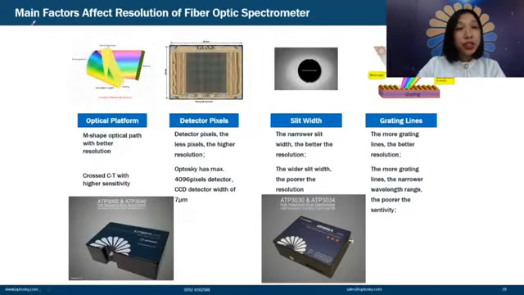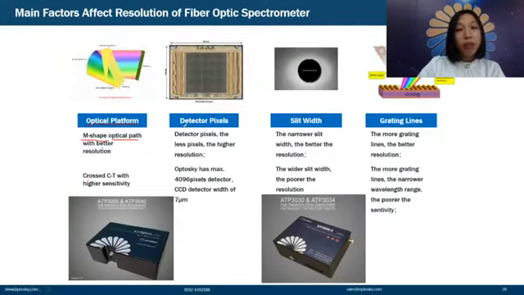We are going to introduce the main factors that affect resolution. We have introduced the resolution. There are three types of definition, and resolution is very important. So how can we improve our resolution? Firstly, we can select a better optical platform. M-shaped CT optical paths have a better resolution, while cross CT has a higher sensitivity. So to improve resolution, we can use the M-shape.